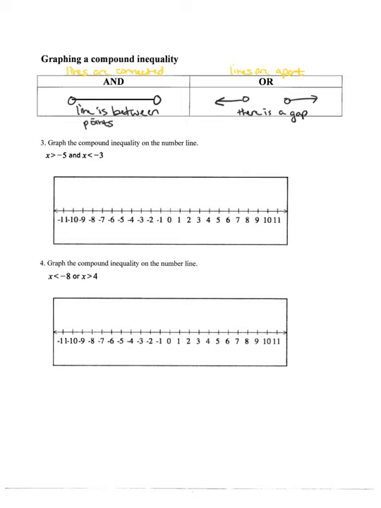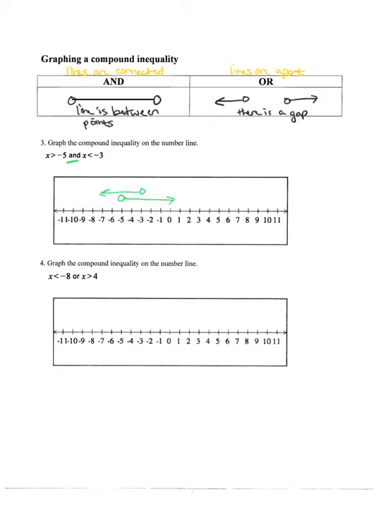Let's graph this compound inequality. And I'm going to do a completely different color for this one. You got X is greater than negative 5 and X is less than negative 3. X is greater than negative 5 and less than negative 3. So let's do this. X is greater than negative 5. Open circle, and it heads that way because X is greater than. The next one, X is less than negative 3. Open circle, and that heads that way.